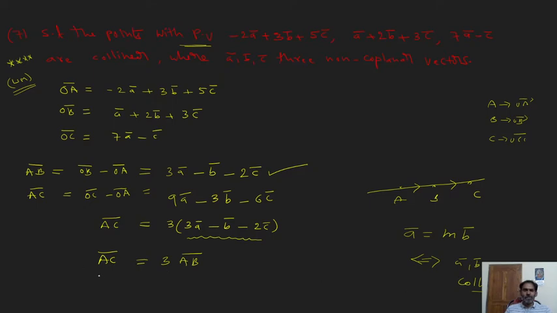According to this concept, one of the vectors, AC bar, equals 3, a scalar, times AB bar. Therefore, these two vectors AB bar, AC bar are collinear. AB bar, AC bar collinear means automatically the given 3 points A, B, C are collinear. This is the process to show it, an easy problem. This is a 4 marks problem.